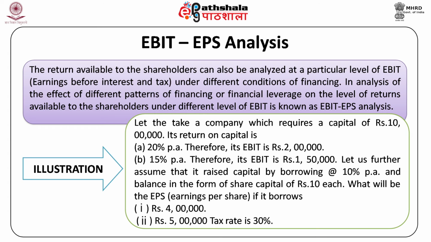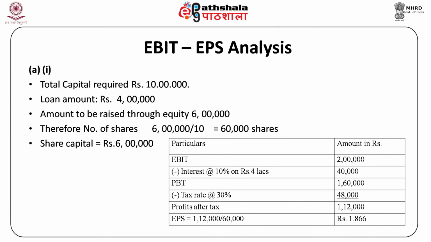What will be the EPS, earning per share, if it borrows 1, rupees 4 lakhs, number 2, rupees 5 lakhs, the tax rate is 30%. Solution 6, A1. Total capital required 10 lakhs, loan amount 4 lakhs, amount to be raised through equity 6 lakhs, therefore number of shares 6 lakhs divided by 10 is equal to 60,000 shares, and share capital is 6 lakhs.